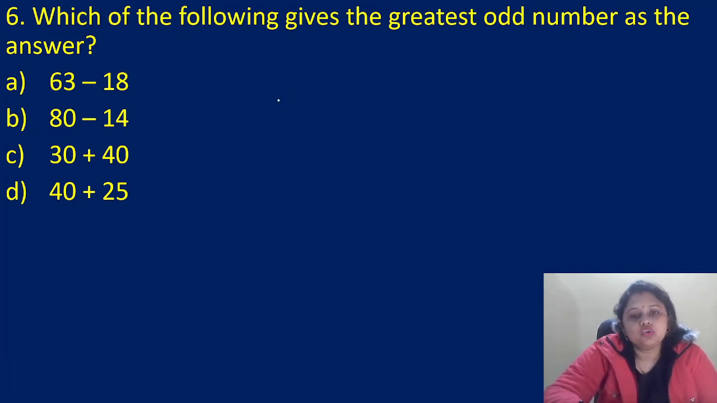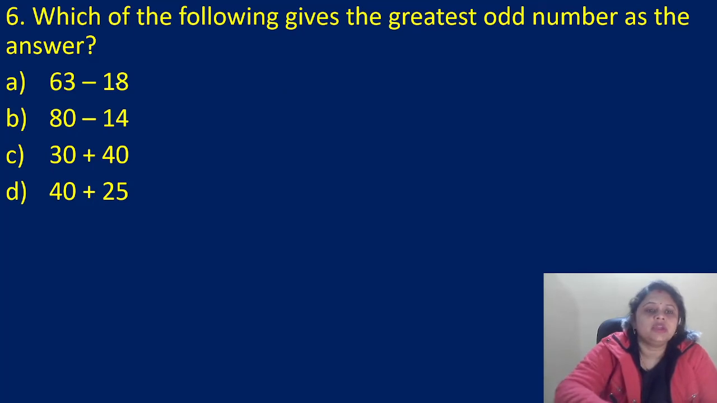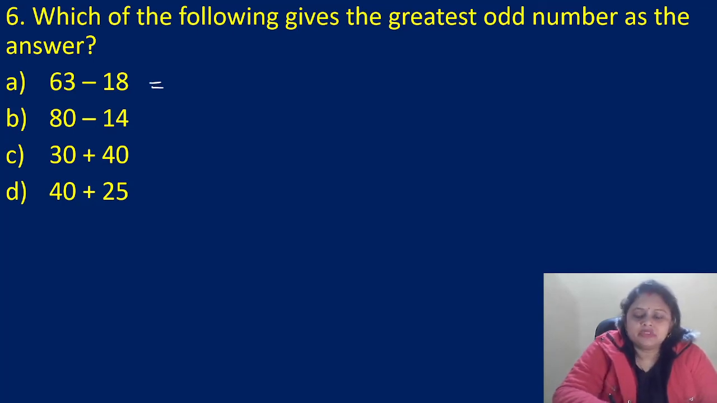Which of the following gives the greatest odd number as the answer? Okay, 63 minus 18. So what do we need to do? We need to find the value of the calculation given in the option. 63 minus 18. You can pause the video and do the calculation on your own, then you can check your calculation with my calculation.